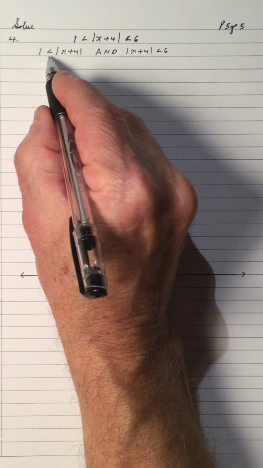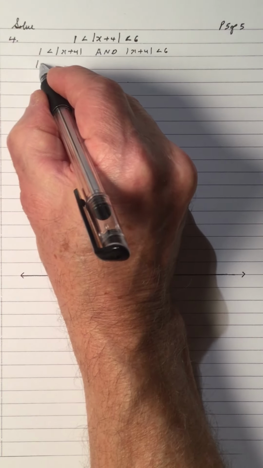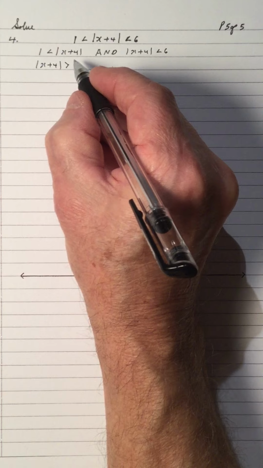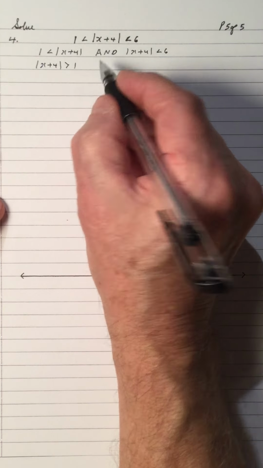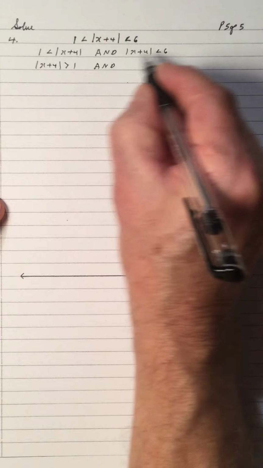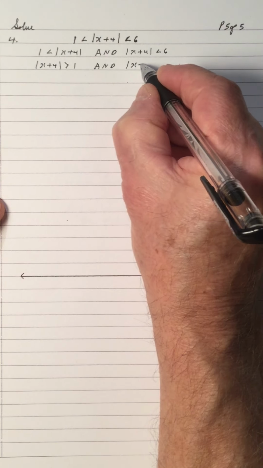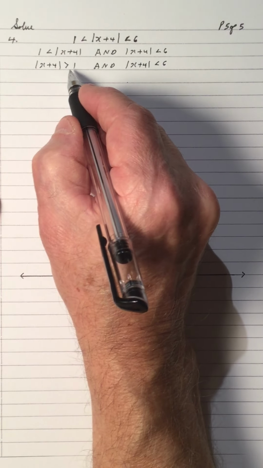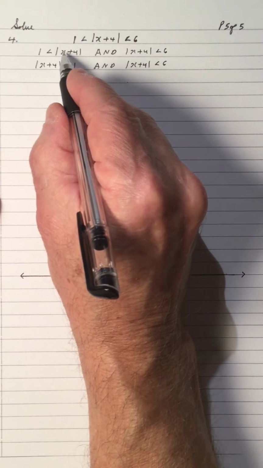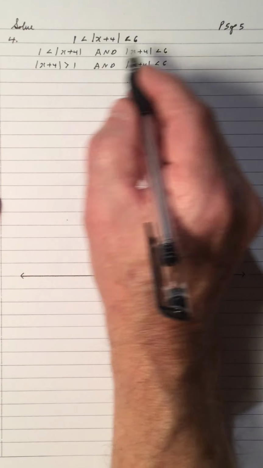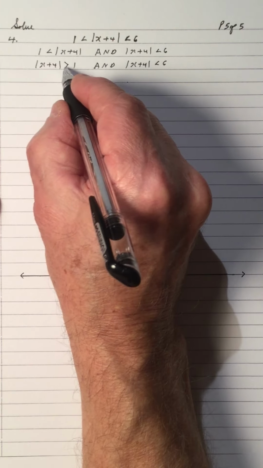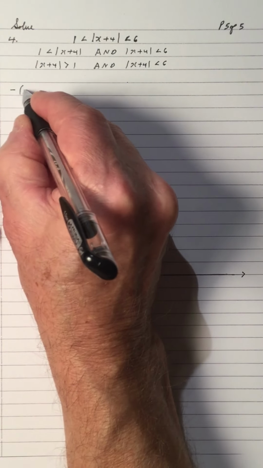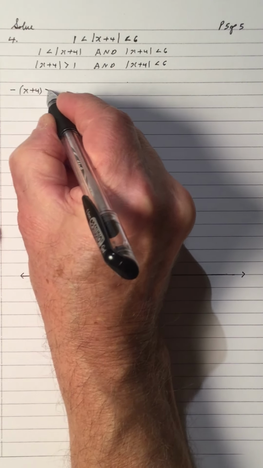Now if 1 is less than the absolute value of x plus 4, that means the absolute value of x plus 4 is greater than 1. And keep the and coming down, and that means this is okay, so we leave it like that. I just want to have the x on the left side and the constant on the right side, so I switched it around. So 1 is less than that, it means that this is greater than 1. And we have a greater than, so I go to negative of x plus 4 is greater than 1.